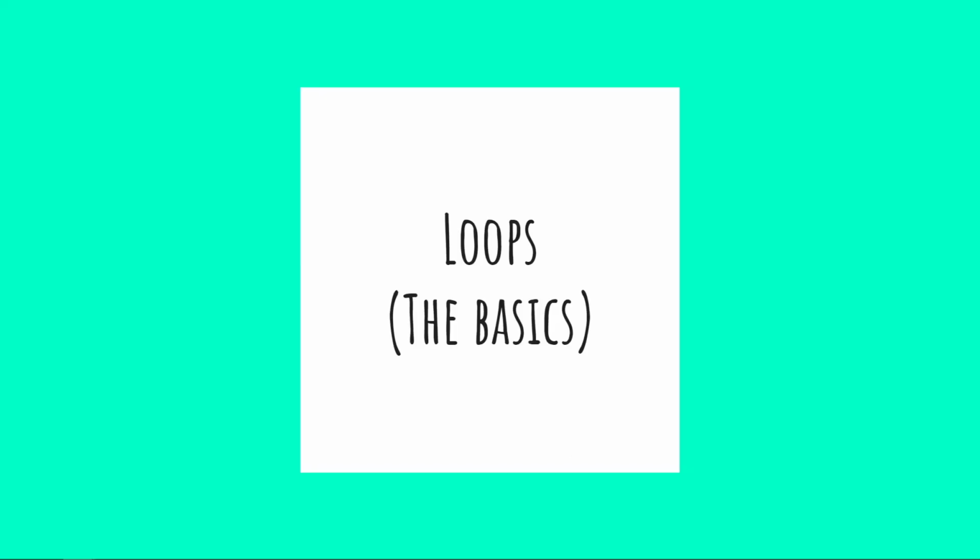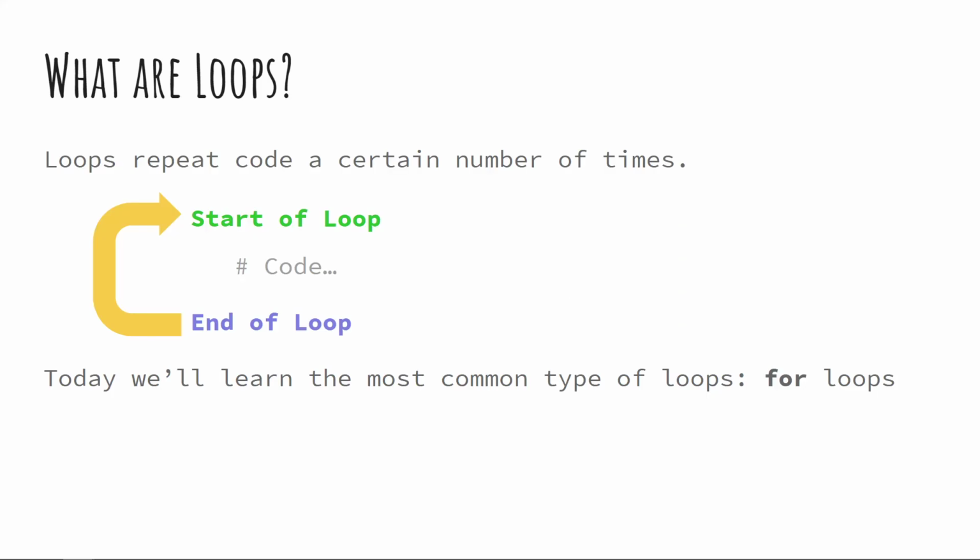So that's going to bring us into our second topic for today, loops. And today we're only going to be going over the basics. We're going to be talking about the most common type of loops in Python, and that is for loops. So loops in general repeat code a certain number of times. For loops are a very specific kind of loop. We'll talk about, I think, while loops on next session.